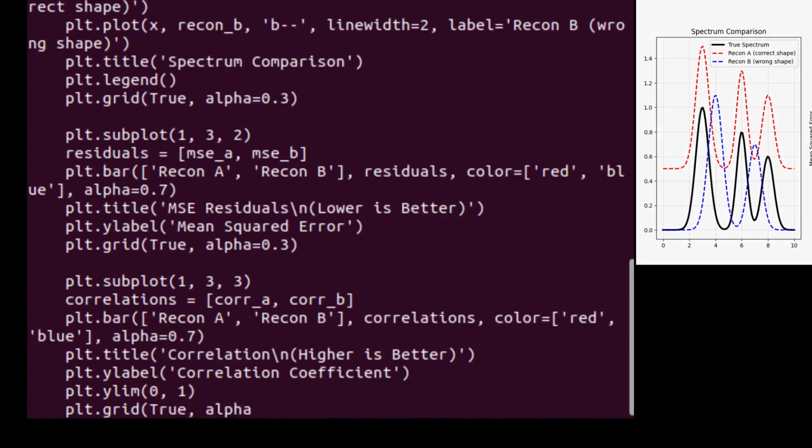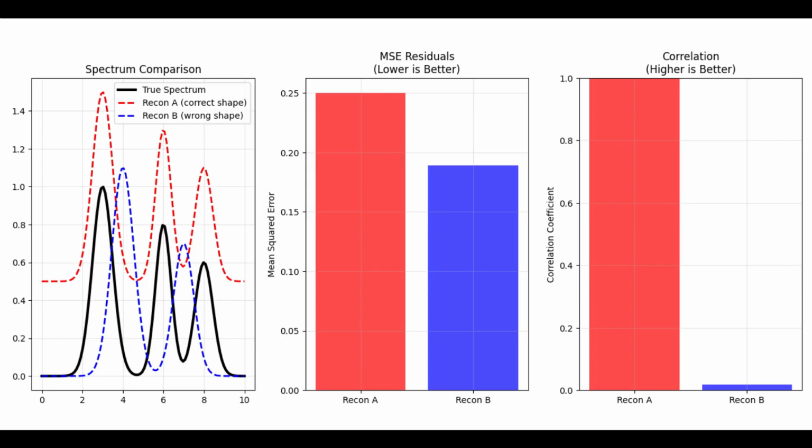If we use mean squared error, reconstruction B may look better. But if we use correlation, reconstruction A wins, because correlation ignores baseline shifts and focuses on pattern similarity. Bar charts show that in this particular case, MSE, mean squared error, favors wrong shape.